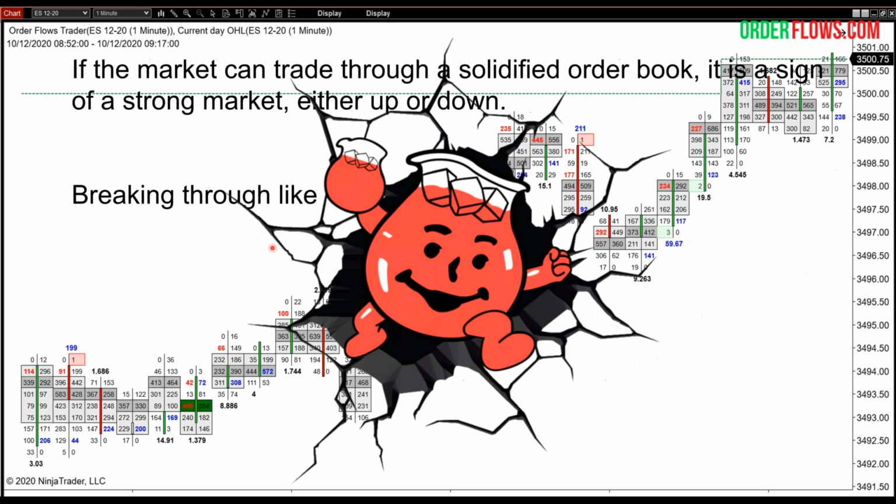Now, if the market trades through a solidified order book, it's a sign of a strong market, either up or down. I'm dating myself here, but this is the Kool-Aid Man. When I was a kid, I used to watch this commercial of Kool-Aid, and the Kool-Aid guy would run through the wall. And it's sort of like that in the market.